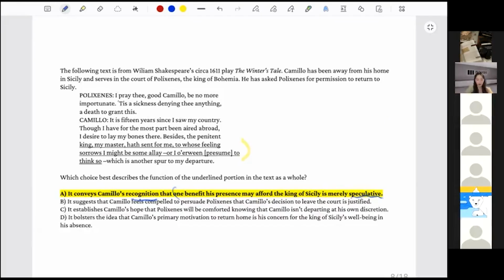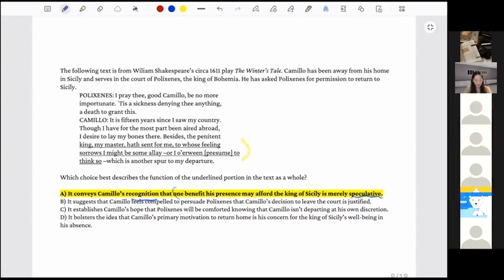When we look at B, it suggests that Camillo feels compelled to persuade Polixenes that his decision to leave the court is justified. This is incorrect because while the passage as a whole is part of an argument to leave, the specific underlined portion functions as a moment of self-doubt and a kind of modesty regarding his impact on the King of Sicily. It's not a direct tool to justify his departure, so B would be incorrect.